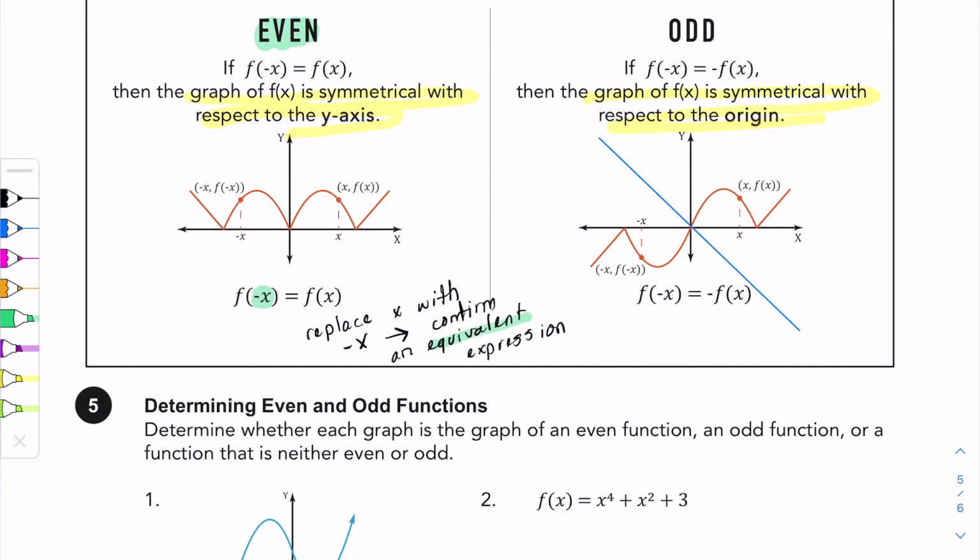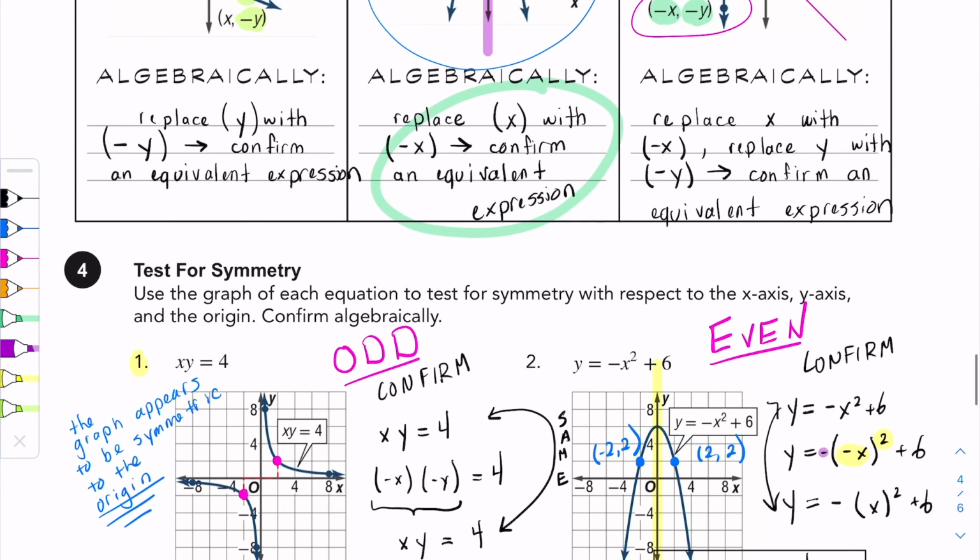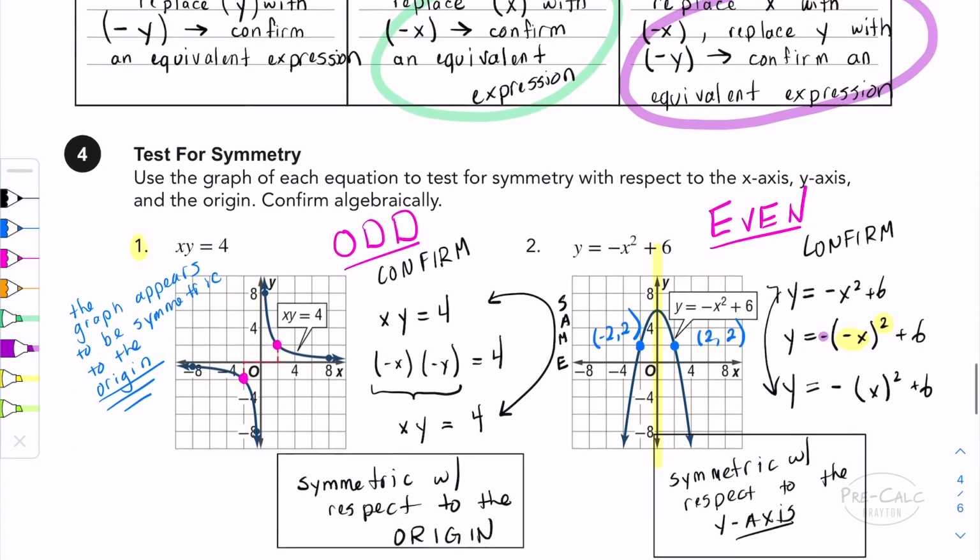And when I write equivalent expression, I'm referring to the original expression. So what you started with, like what the first expression was that you were given. All right, if you recall that an odd function can algebraically be determined when you replace x with negative x and y with negative y, you then have to confirm that you have an equivalent expression.